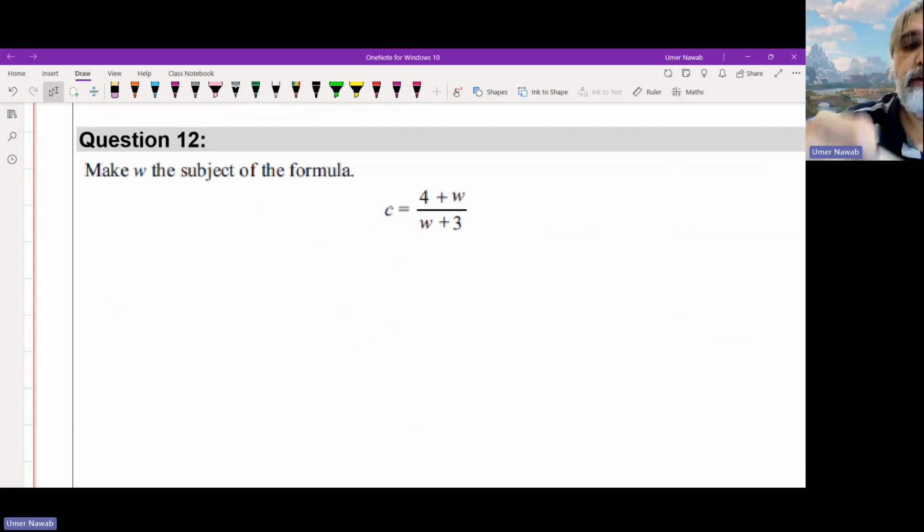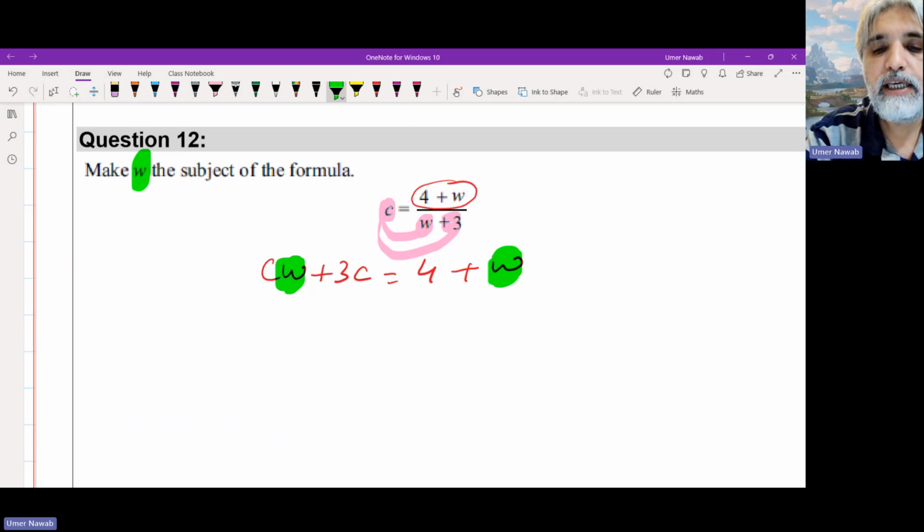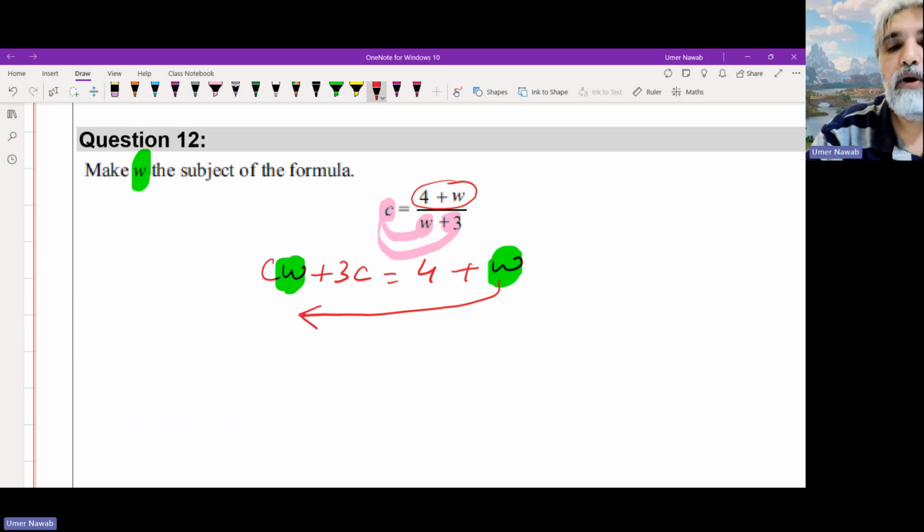Question number 12, interesting question, important question. Cross multiplication. C will multiply with W. I will write CW. Then C multiplied with 3 will give you 3C. On the right hand side, 4 plus W will be left. Now I want to make W the subject, and for the first time we see there are two terms containing W, so we will try to push the W terms to the left. However, the terms which do not contain W will be pushed to the right.